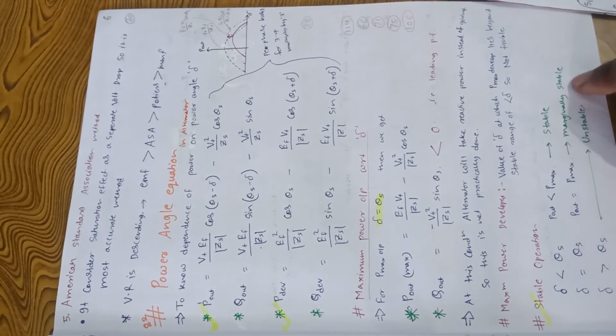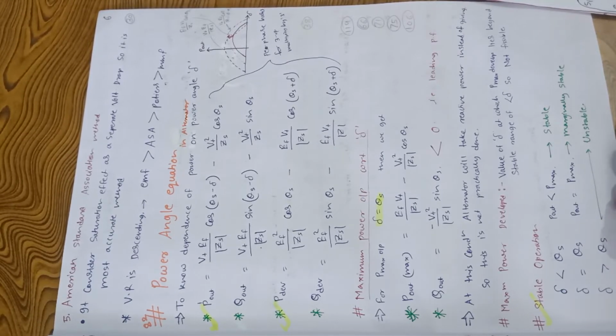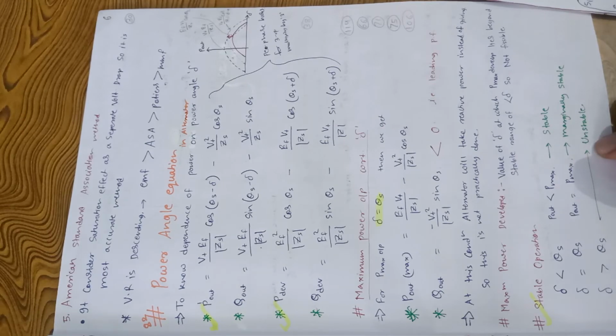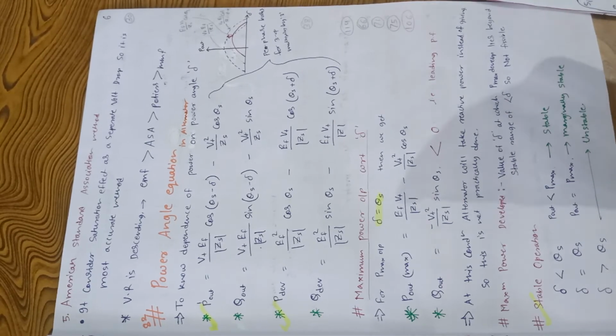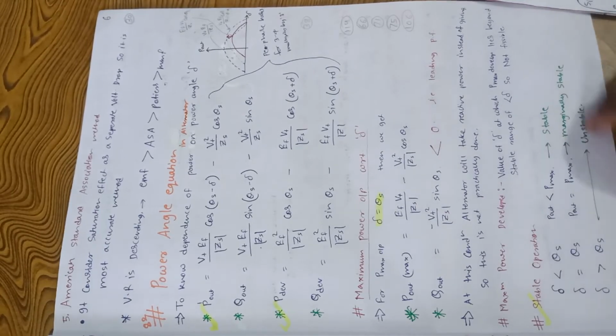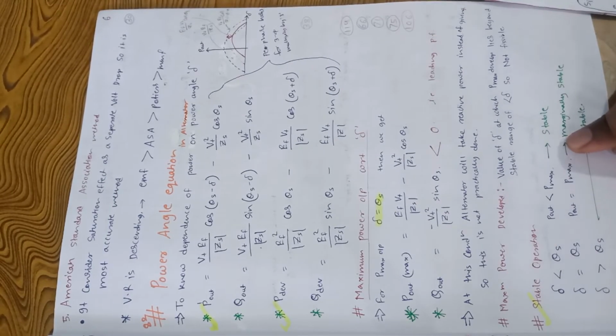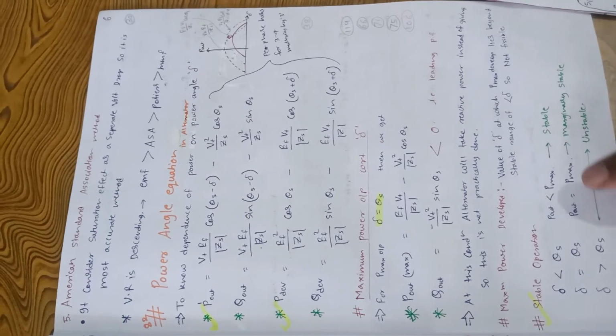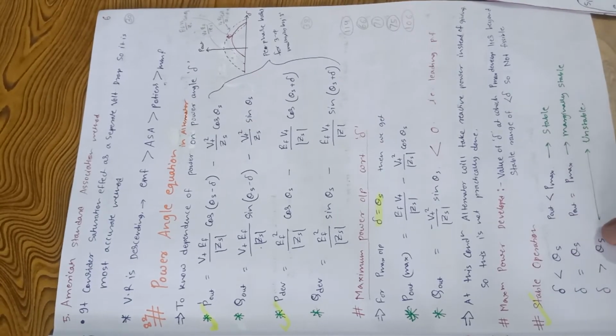When the power angle is equal to the synchronous impedance angle, then the output power is equal to the maximum power, that is marginally stable. When the power angle delta is greater than the synchronous impedance angle, that is the unstable case. This condition applies to both motor as well as alternator. This is very important, you need to keep it in mind.